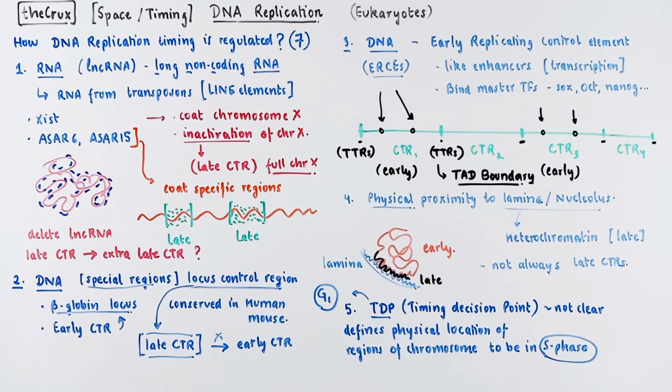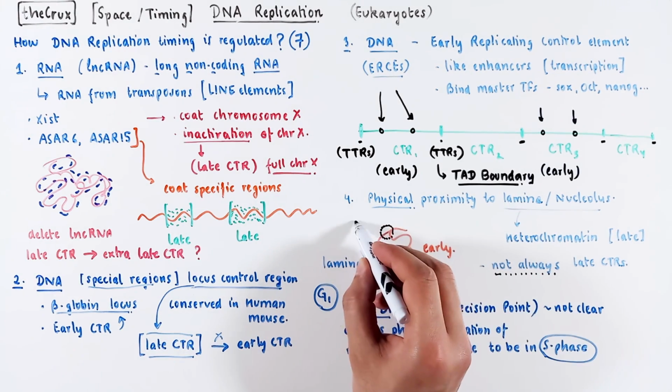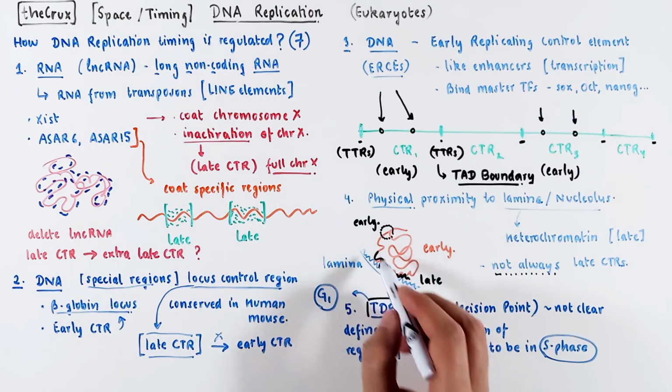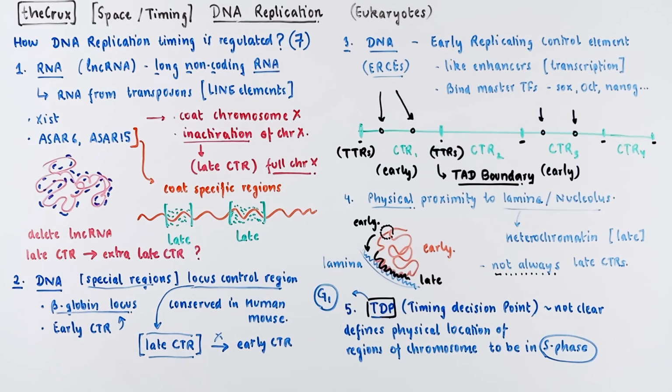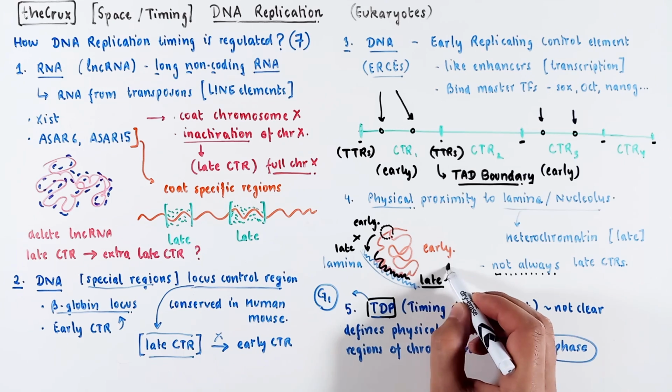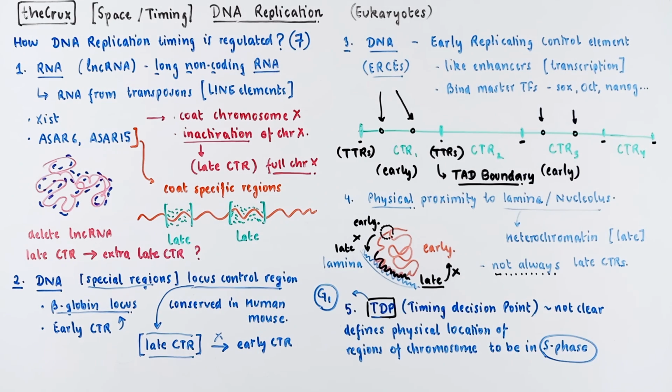And now to the exception to point 4. Say TDP defines that this portion here starts replicating early, but over time this segment of DNA diffuses into the lamina. Since it already started replicating, this early CTR will not become a late CTR. Likewise, a late CTR moving out of lamina will not become an early CTR.